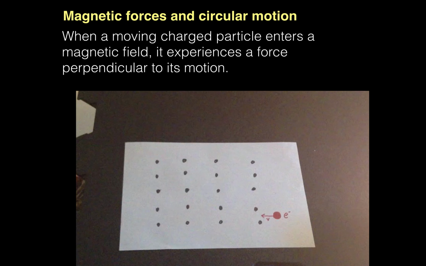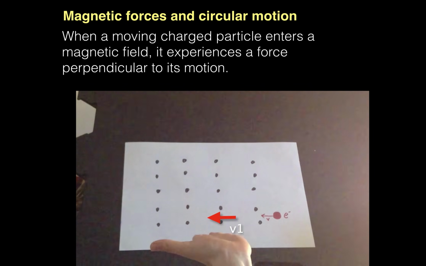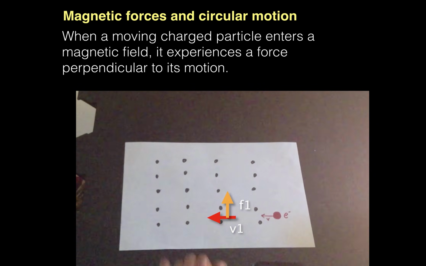Let's examine this situation with a charged particle. In this example, we have an electron traveling towards the left, traveling through a magnetic field that is directed into the page. Since it's an electron, we'll analyze its motion with our left hand. At the beginning, the velocity is pointed to the left and the force is directed upwards.